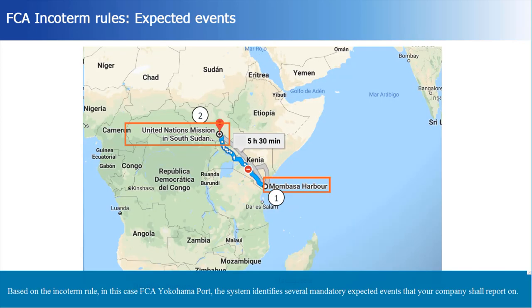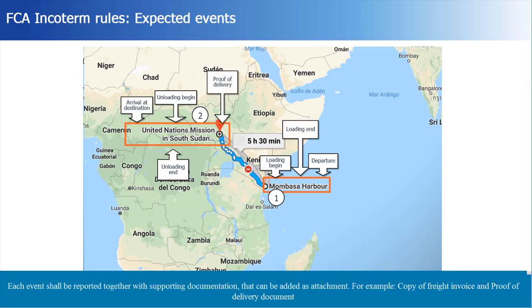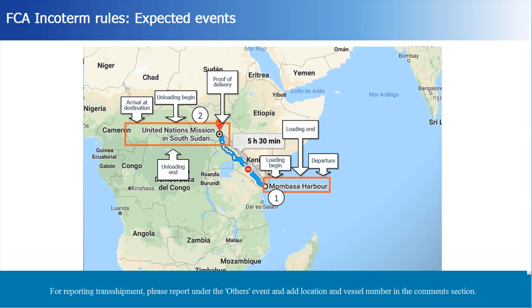Based on the Incoterm rule, in this case FCA Yokohama Port, the system identifies several mandatory expected events that your company shall report on. At the destination location, you should report the following events: arrival at destination, unloading begin, unloading end and proof of delivery. Each event shall be reported together with supporting documentation that can be added as attachment. For example, copy of freight invoice and proof of delivery document. For reporting transshipment, please report under the Others event and add location and vessel number in the comment section.